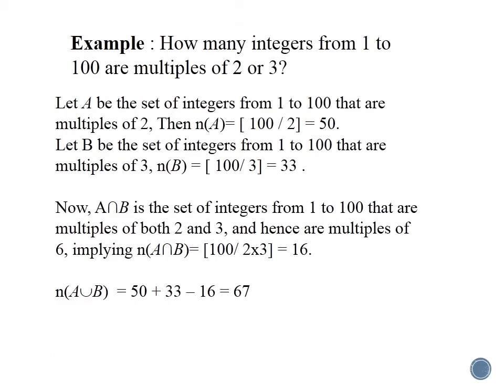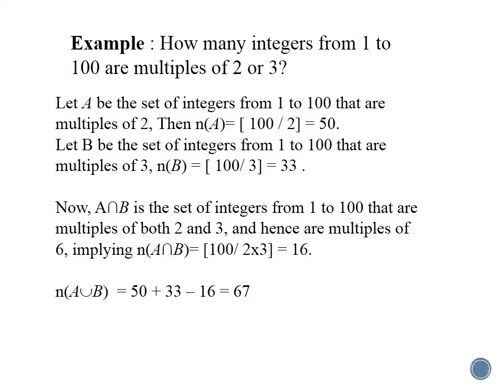Next example. How many integers from 1 to 100 are multiples of 2 or 3? Let A be the set of integers from 1 to 100 that are multiples of 2. Then the cardinality of A is floor of 100 divided by 2, which is equal to 50. Similarly, B is the set of integers between 1 and 100 that are multiples of 3. That is, the cardinality of B equals 100 divided by 3, which is 33.